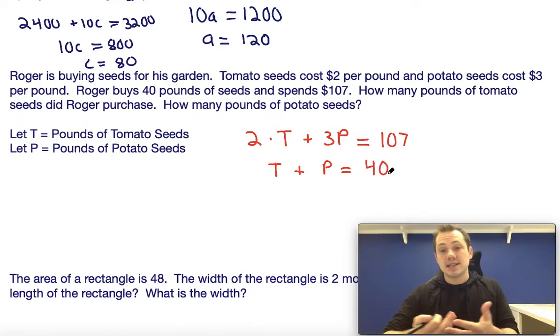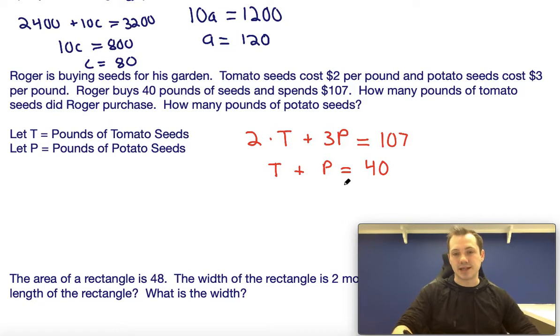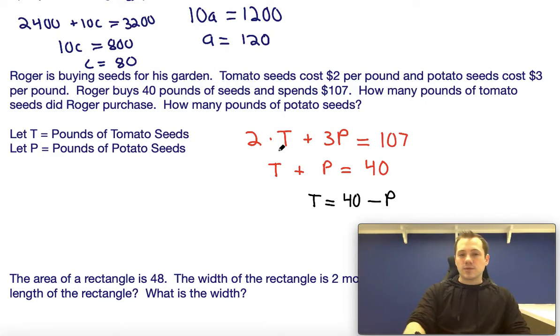Now I can just as easily solve this with elimination, but because I did that last time, I'm going to go ahead and do substitution here. And when we do substitution, we have to solve one of the equations for one of the variables and then substitute it in. So I'm going to take the second equation, subtract P over to the other side, and I'm going to find T is equal to 40 minus P.